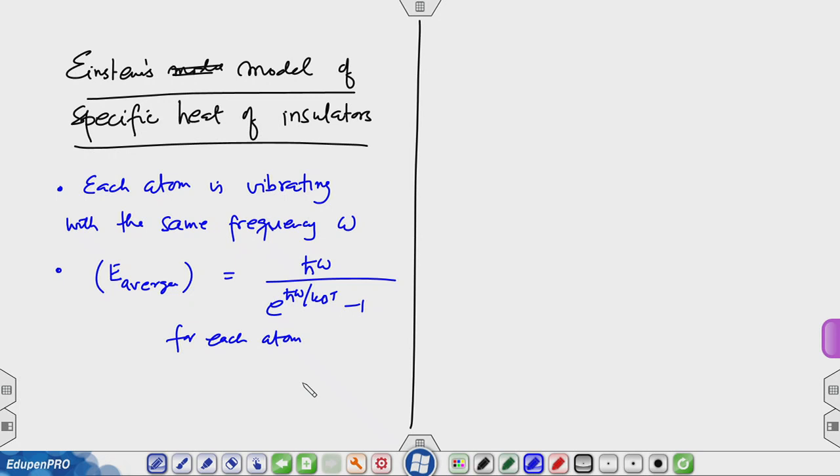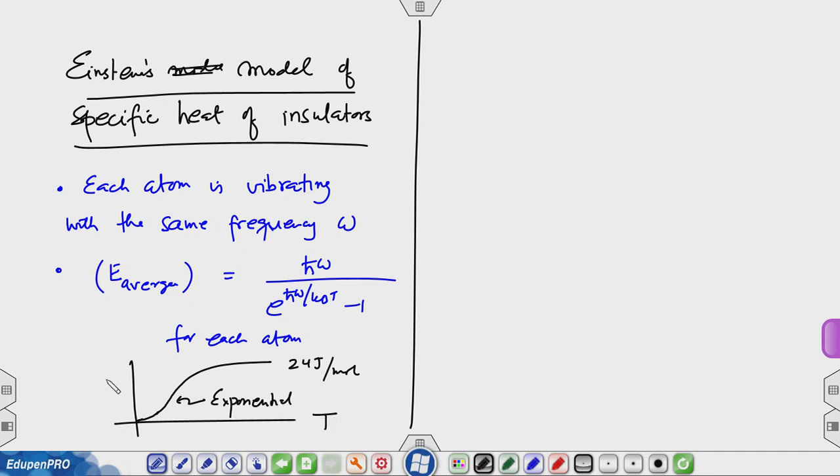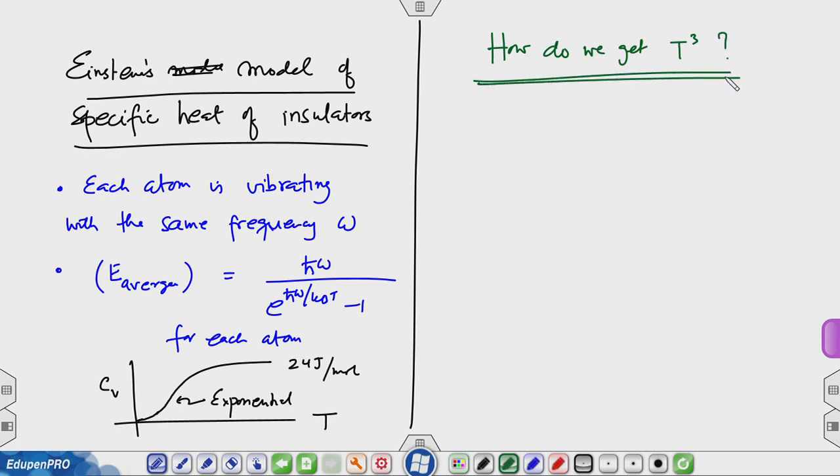If each atom was really vibrating with the same frequency, you would get exponentially decreasing Cv as T goes to 0, and then it goes to 24 joules per mole, and this is exponential. I am plotting Cv with respect to T. How do we get T cubed? So, let us explore that further. And this has to do with distribution of frequencies. It is not fixed frequency, it is a distribution of frequencies.